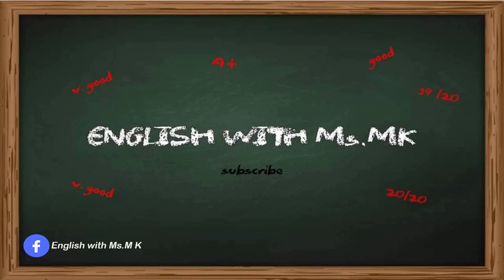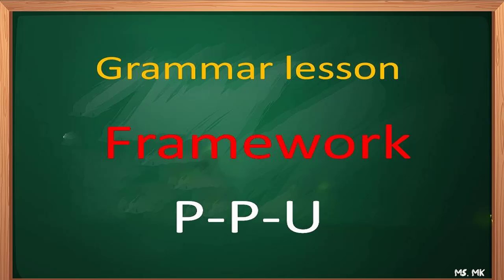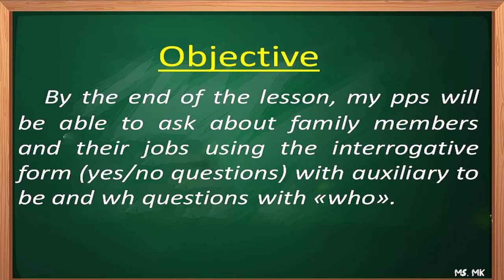Today I'm going to present a grammar lesson from the first year English program, sequence 2, me and my family. Of course, I'm going to follow the framework of PPU. It means presentation, practice, and use. The objective of my lesson, by the end, my pupils will be able to ask about family members and their jobs using the interrogative form, yes/no questions with auxiliary to be and WH questions with who.